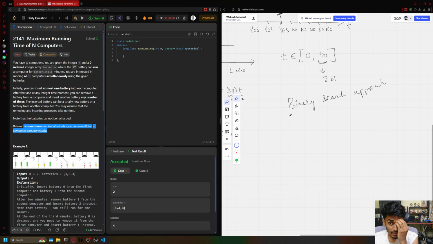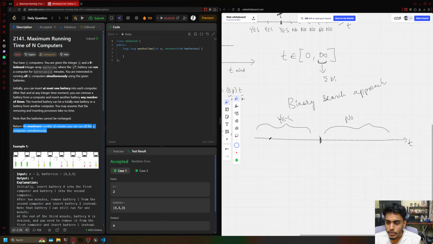So how this will be happening: initially, let's say this is a t line. In this zone I have all yeses, so all my t's are satisfying that at all these t's my supply energy is greater than my total demand energy, so all this will be true. And after this point all these are no's. My supply energy is not meeting my demand energy.